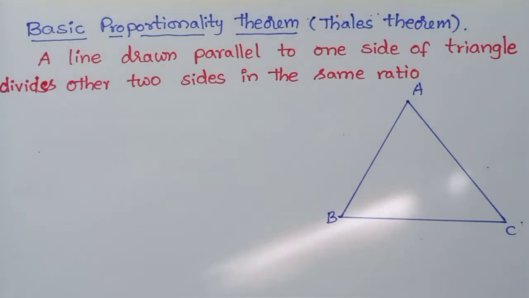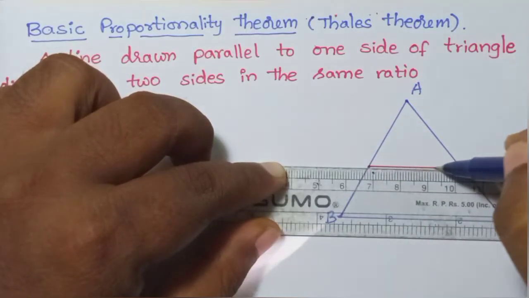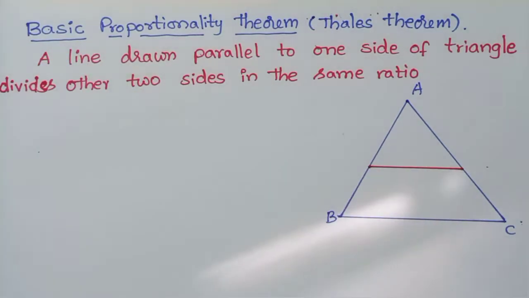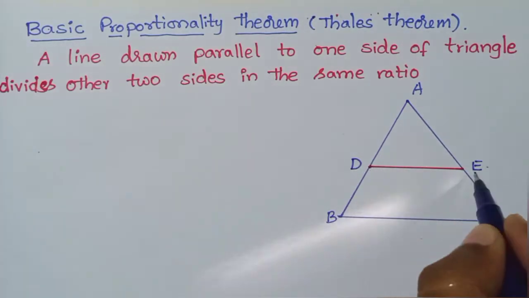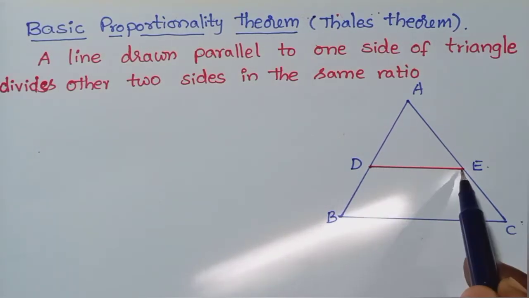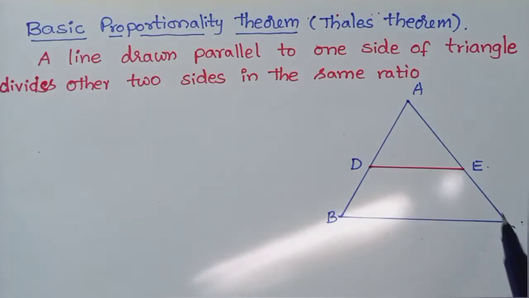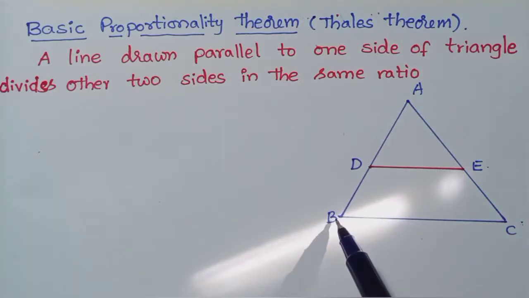This is a triangle ABC. The sides are AB, BC and CA. Now we will draw a line parallel to one of the sides, BC, in the triangle. Let us name it DE. Now this DE line is parallel to BC. This parallel line will divide the other two sides of the triangle in the same ratio. That means AD by DB is equal to AE by EC.